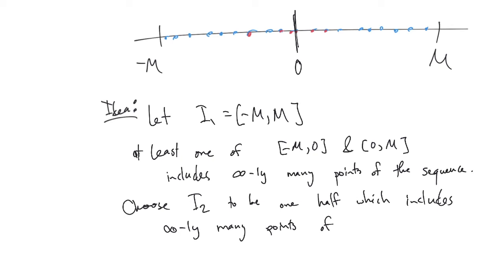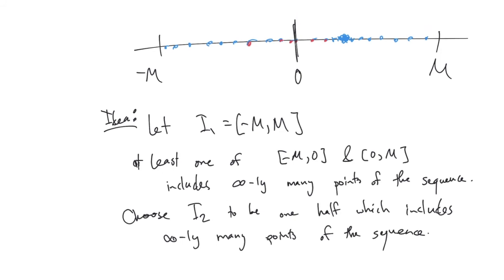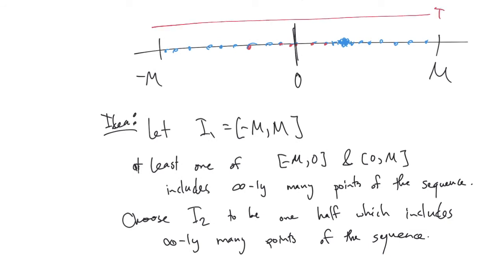Points of the sequence. All right? Now, on my picture, it's not clear which side has infinitely many, but let's say we imagine that these points really start to cluster around here. Maybe they actually have a limit or something, all right? Then, in my example, this whole thing, I'll write this in red maybe, would be I1, but I2 would be just this side, right? Because it's the side which contains infinitely many things.